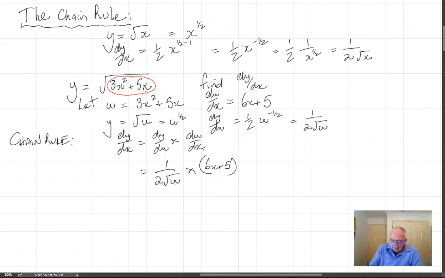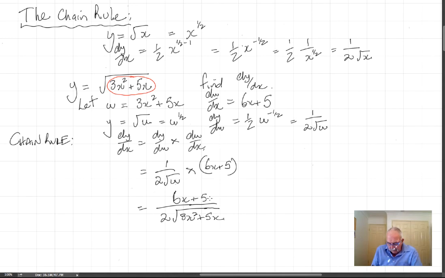We're expecting an answer just purely in terms of x, not the u we introduced. The u wasn't in the original question, so we have to do a back substitution for this u down here. So that'll be 1 over twice the square root. Now that u was 3x squared plus 5x. Make sure the square root sign goes over the top of it. And it's times 6x plus 5. Now the 6x plus 5 can just be multiplied by the 1 here, and we get 6x plus 5.